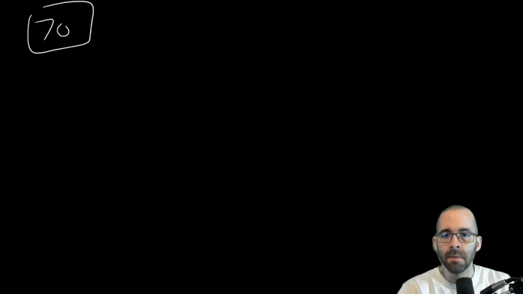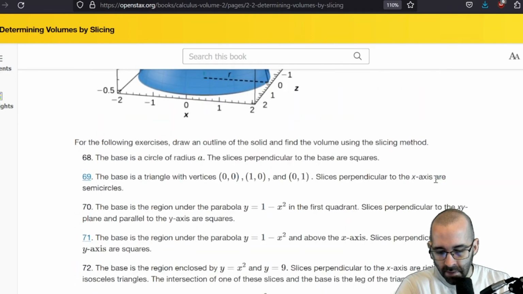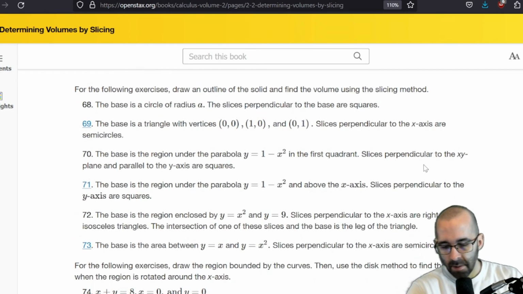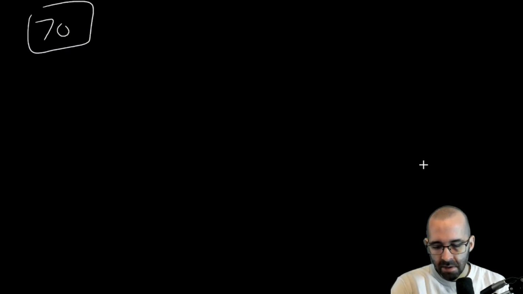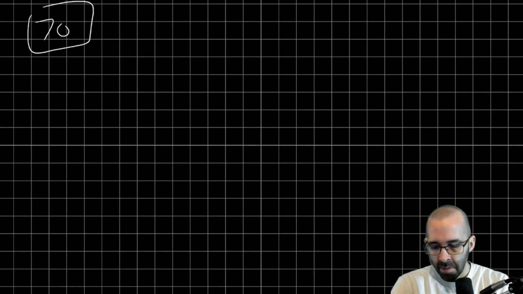Let's do another problem. Problem number 70. Draw an outline of the solid and find the volume with the slicing method. Number 70 says the base is the region under the parabola 1 minus x squared in the first quadrant. Let's draw that. 1 minus x squared in the first quadrant.